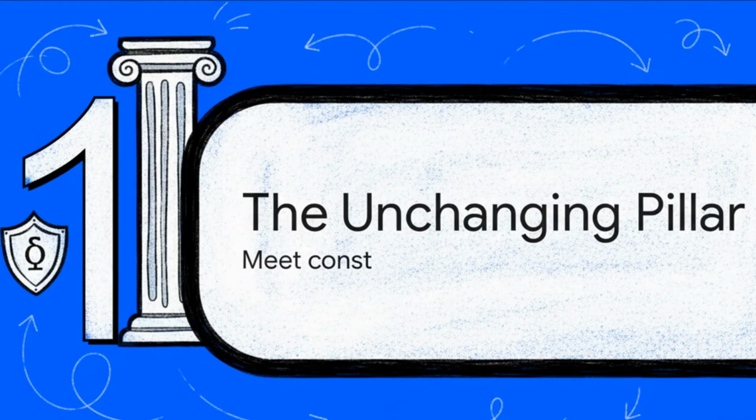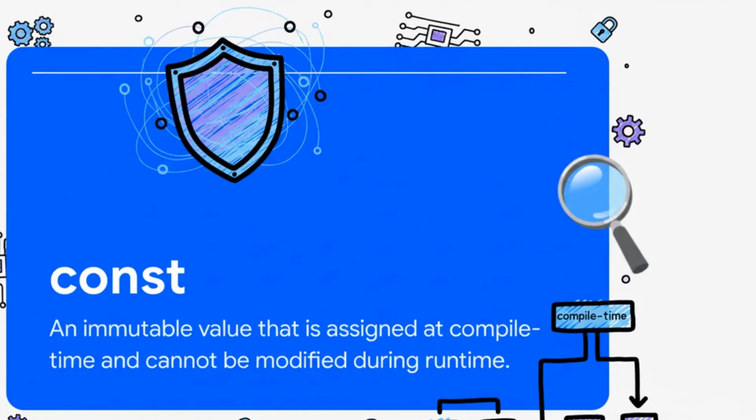Okay, first up, let's talk about the unmovable object, the unchanging pillar of your application, the const keyword. The phrase you really gotta lock in here is compile time. A const value is set when your code is compiled. That's before anyone even hits run. It literally becomes a part of your application's DNA, and from that point on, it is absolutely 100% unchangeable.